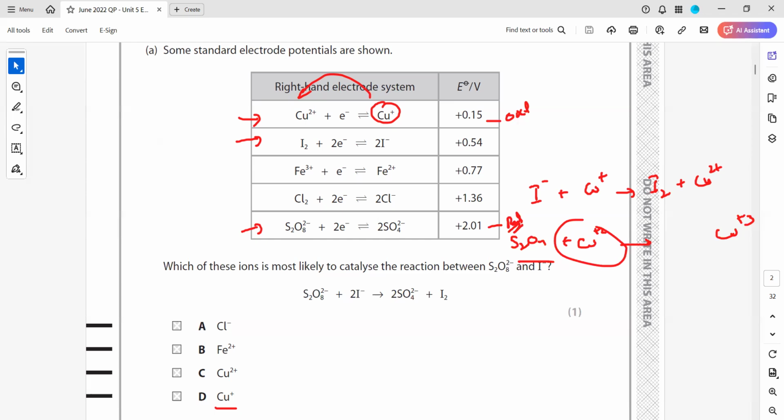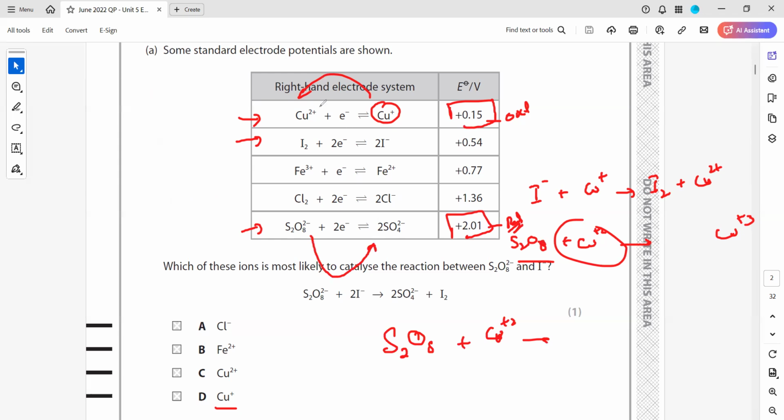Sir, how is the last reaction between copper 2 and S2O8? Oxidation cannot happen. Why can it not happen? Because of S2O8 and copper 2, check the electrode potential. Here, this is 0.7 and this is +2. So which one will be reduced? The higher one. So this will be reduced.